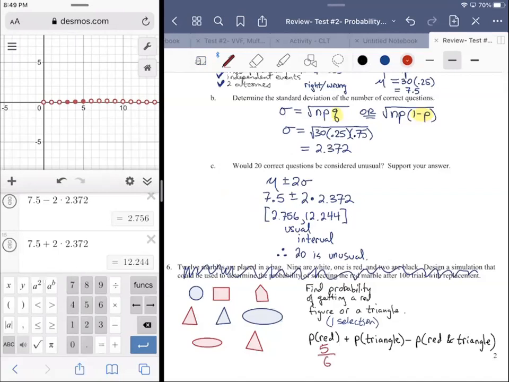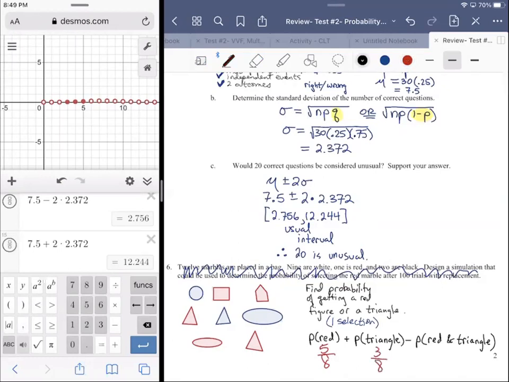1, 2, 3, 4, 5, 6, 7, 8 objects. I don't know where I got 6 from. All right. Then I look at the triangles and I say, okay, how many triangles do I have? I got 3 triangles out of the 8 objects.